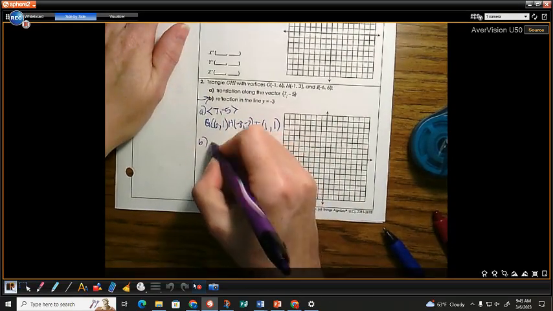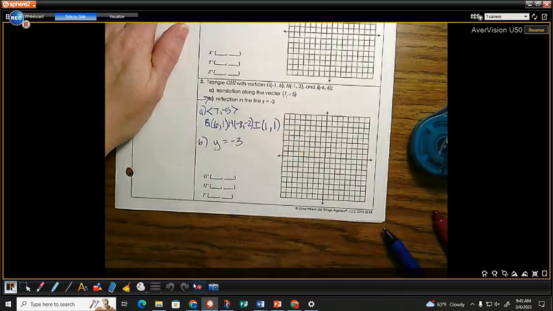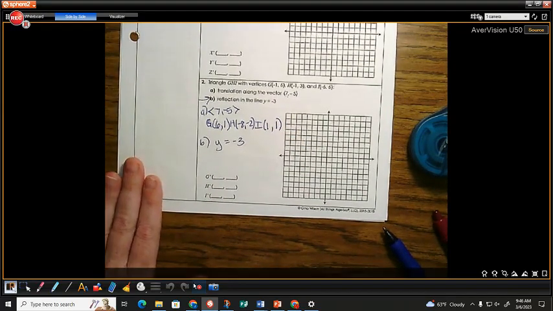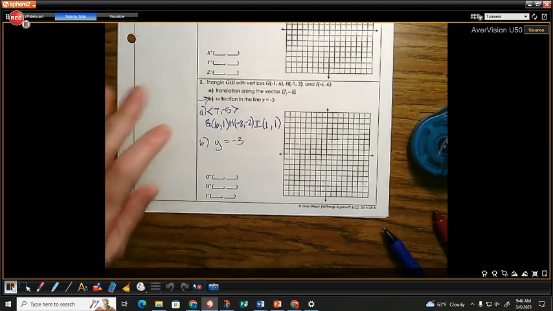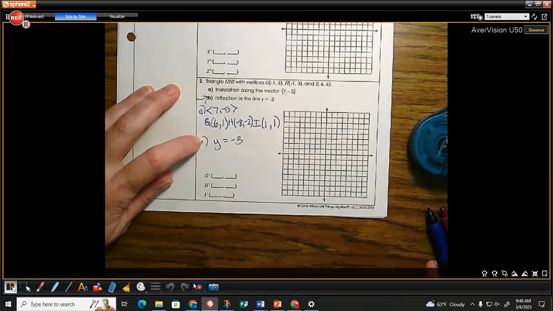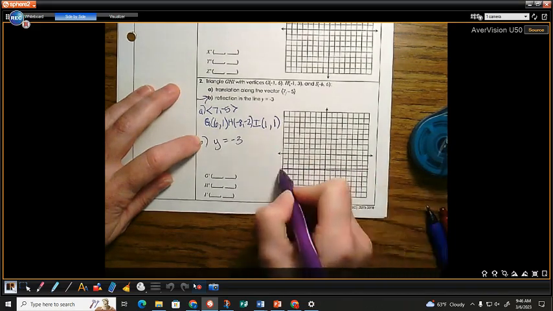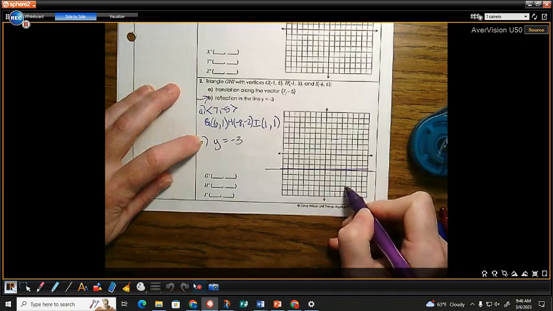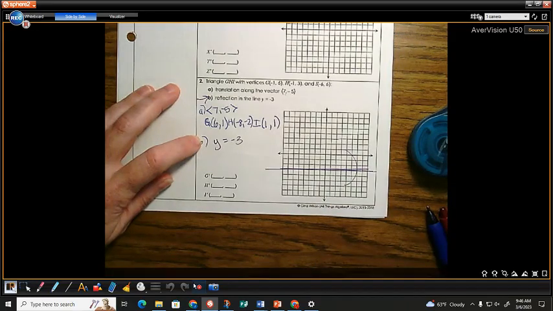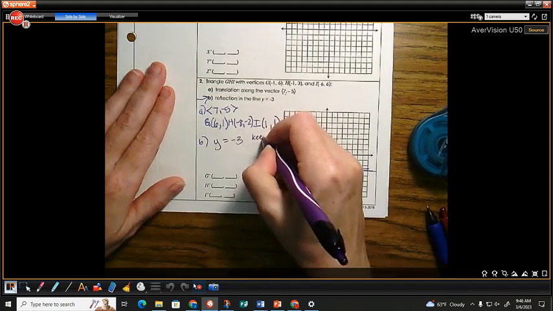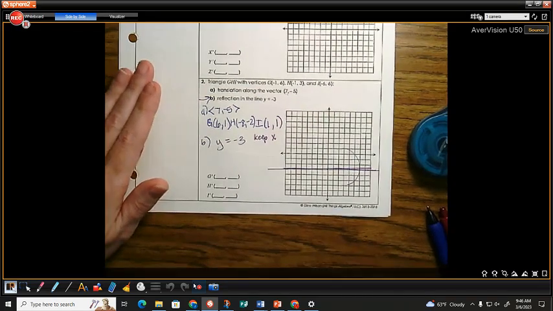So now I'm going to reflect them across the line y equals -3. Now how does it work when you're reflecting across the line y equals -3? Think about what kind of line is y equals -3? It's a horizontal line down here at -3. So if I reflect stuff over it, what happens to the x's? The x's stay the same. So keep x. Okay.